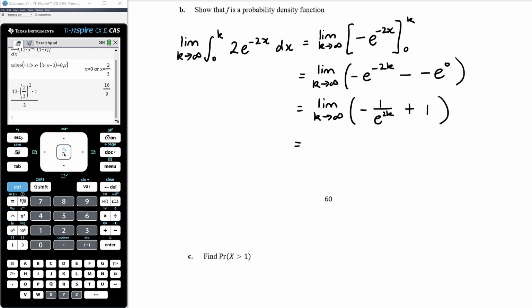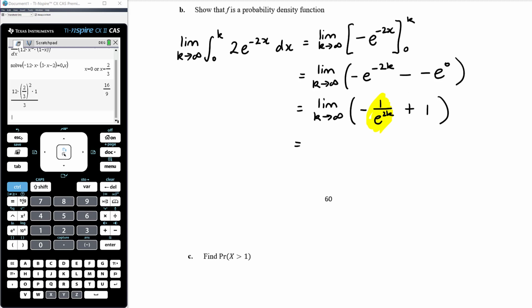Okay, so as k approaches infinity, this power here approaches a really big number, gets bigger and bigger and bigger. Therefore, something to the power of a really big number is really, really big. And if we're taking 1 and dividing it by a super, super big number, that is approaching 0. Okay, so as the limit as k approaches infinity, this whole thing will approach 0.